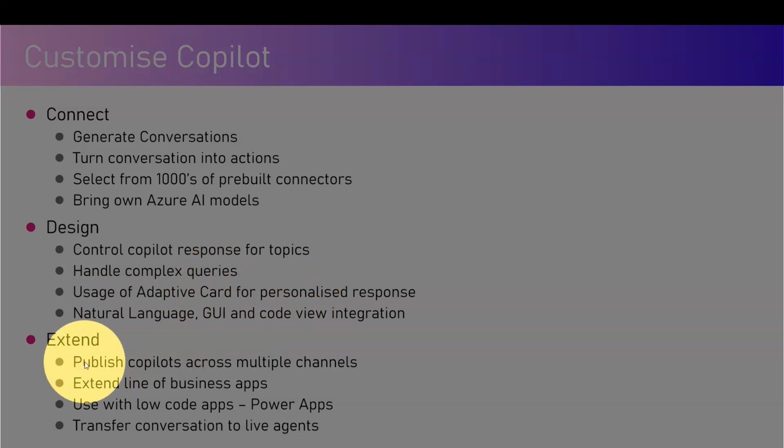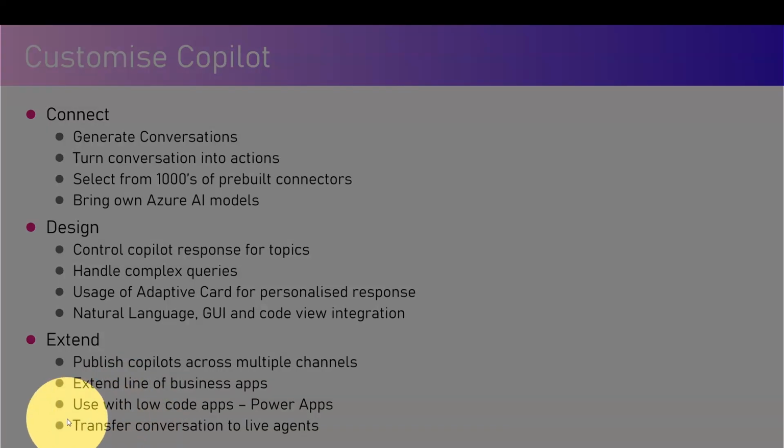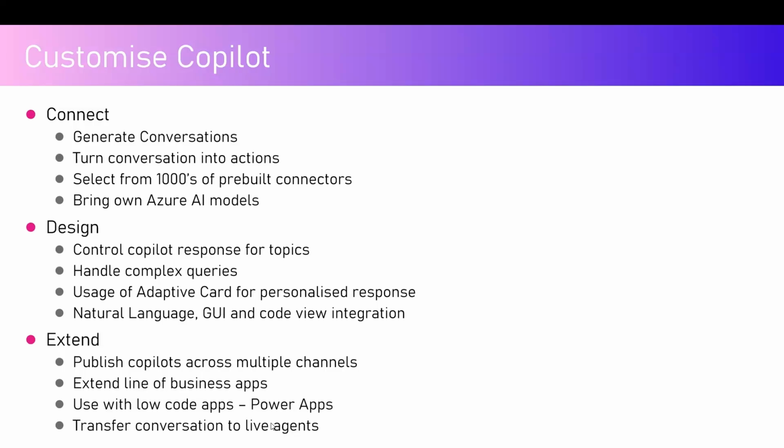From an extension perspective, whatever Microsoft has built or whatever third-party companies have built, you can publish Copilot across multiple channels. Also, you can extend line of business apps. You can use Copilot with Power Apps. And at the end, if the Copilot does not serve a purpose while having those conversations, you can even transfer the conversation to live agents. Now the live agents can be in any third-party system like ServiceNow or Dynamics 365 Customer Service, or any third-party systems which do the customer service management functionality.